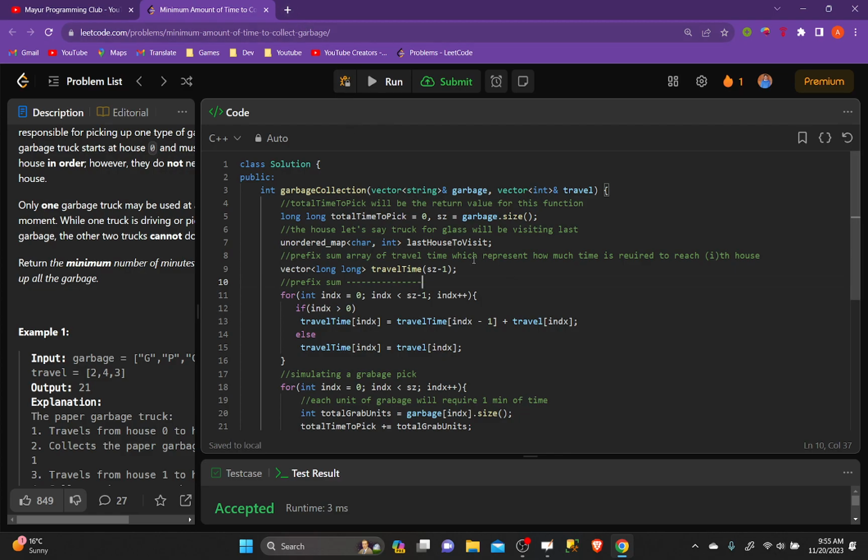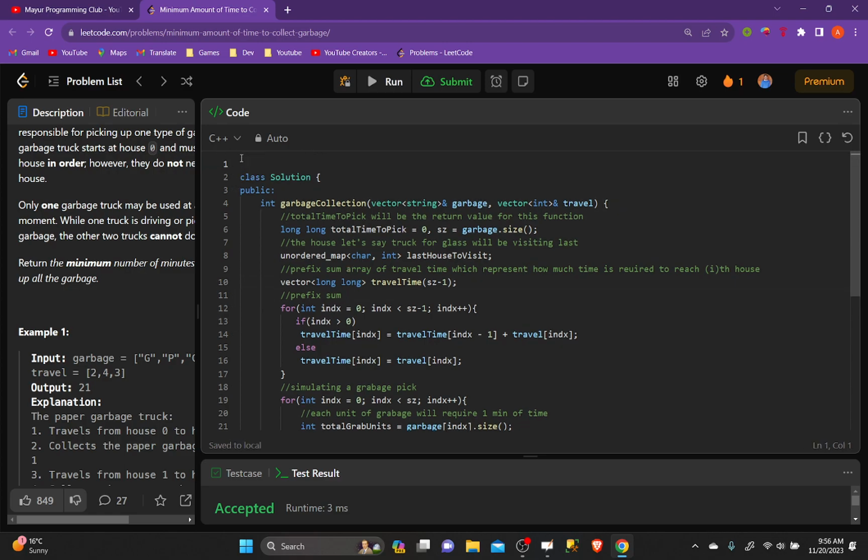And if you ask what the time and space complexities are, time complexity wise it will be order of n only, since you are visiting your garbage array only once, where n is the size of the garbage array.